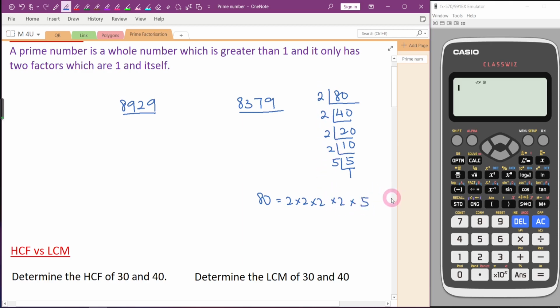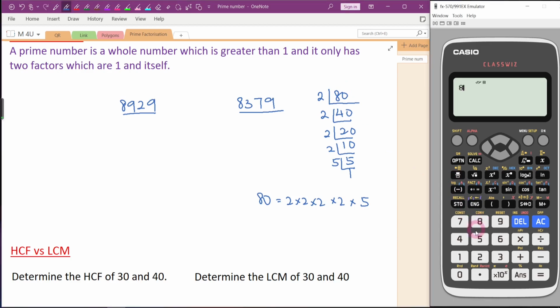And times 5. This is prime factorization. So when the number becomes larger and larger, it will take time for us to do the prime factorization, right? But this calculator can help us to do the job. Now you see this FACT, which is printed in yellow color. Now let me show you how we use this calculator to help us do prime factorization for 80.